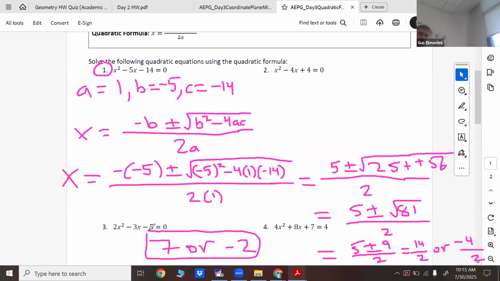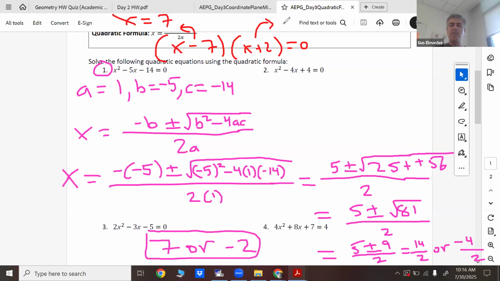It is the answer. Now, if we factored it, I'll do that in red. It would have been x minus 7 times x plus 2. Seriously, which one's so much easier, factoring or quad form? Yeah, totally. If you could factor it and then just realize, oh yeah, I get x equals 7, or I get x equals -2. Right? 7 or -2. But quad form is a guaranteed way because factoring doesn't always work.